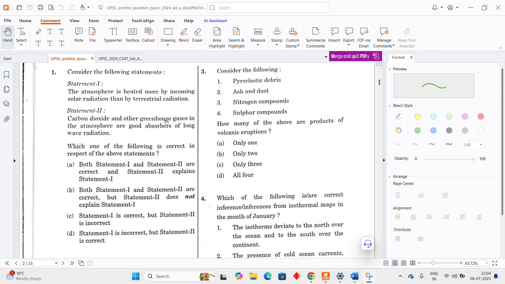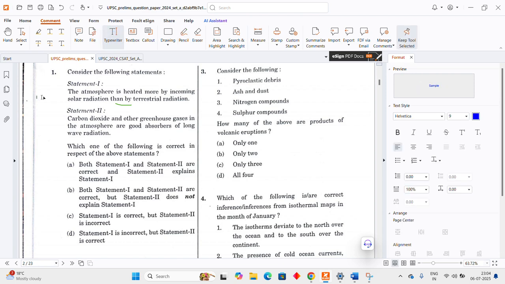Okay, now let's come on to a prelims question. This is 2024 examination paper. This is the first question. This is set A. Read the first statement. This first statement talks about the atmosphere being heated more by incoming solar radiation than by the terrestrial radiation. Now this is from NCERT. This is a direct line from NCERT. If you have not read NCERT, then you cannot actually pass this exam. You need to know NCERT.